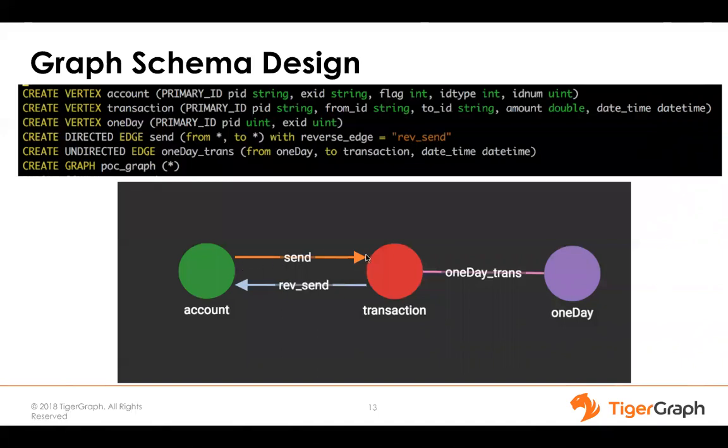Each time you have a send edge, our system will automatically build a reverse send edge, so that in this way, if you are receiving money from some transactions, you actually have an outgoing edge representing this event. Okay, so that's our basic schema. We are going to implement our algorithm based on this graph schema using our GSQL query language.